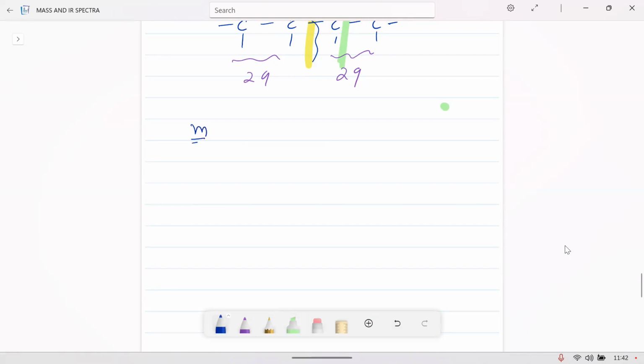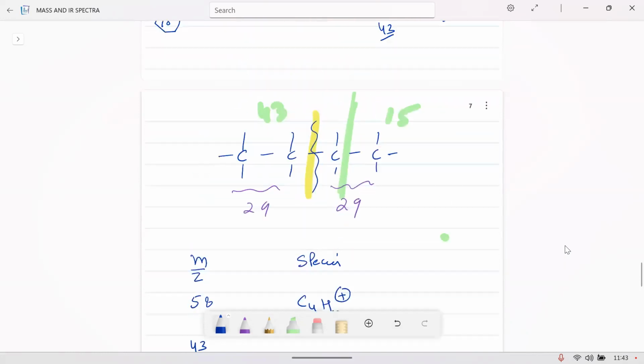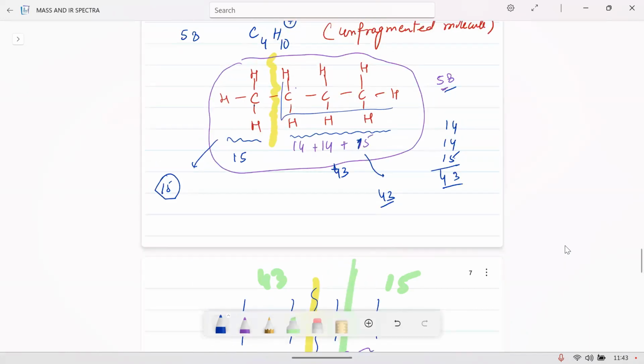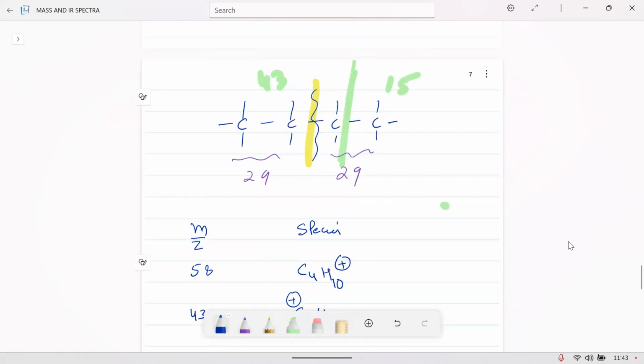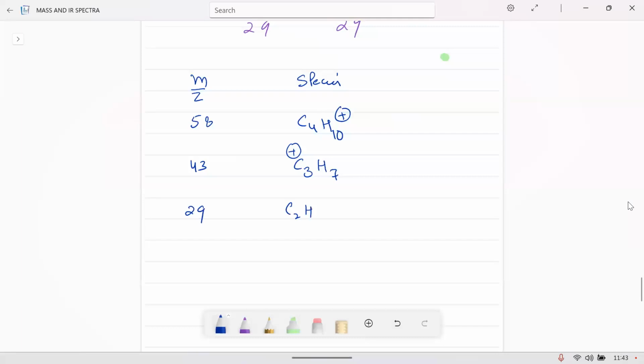So now we know what the species responsible are. If I write again over here, m/z value and the species responsible: the first one was 58, and we know it is C4H10 positive. The second one was 43. Now 43 was this part, so this is C3H7. Remember to put the positive charge either here or on this side; that does not matter, but it has to be a positive ion. Then it is 29. We know it is 2 carbon atoms, so it is C2H5. You can count the masses. And the 15 is due to CH3.